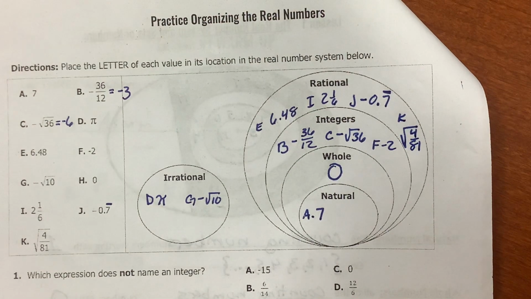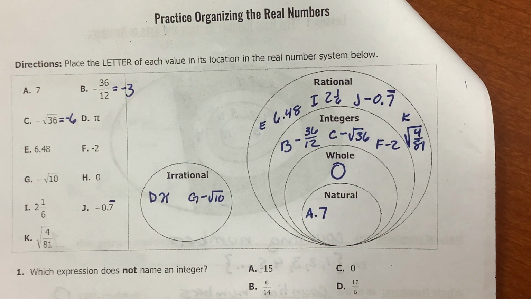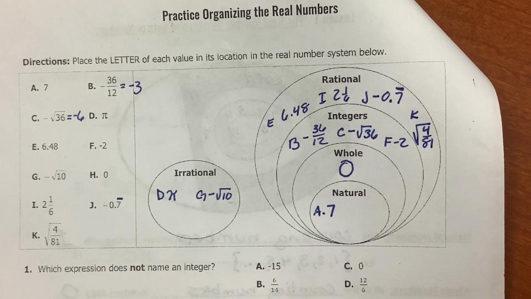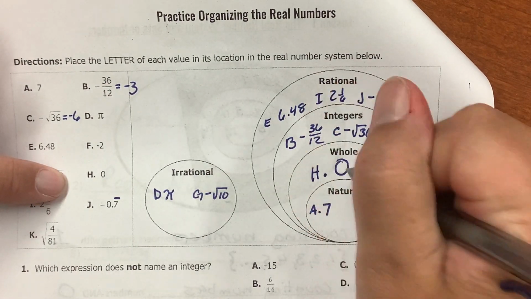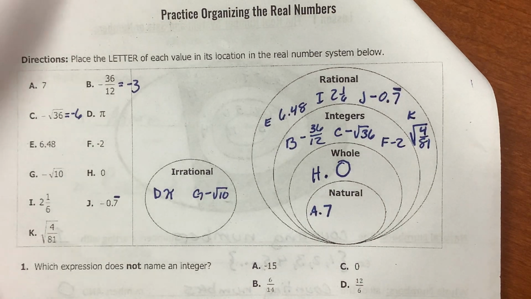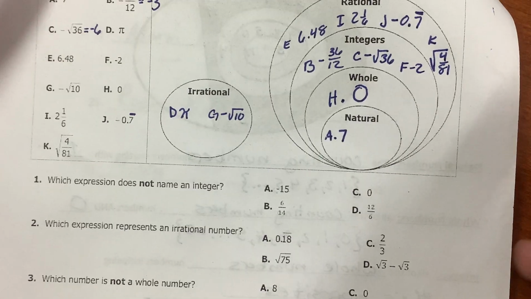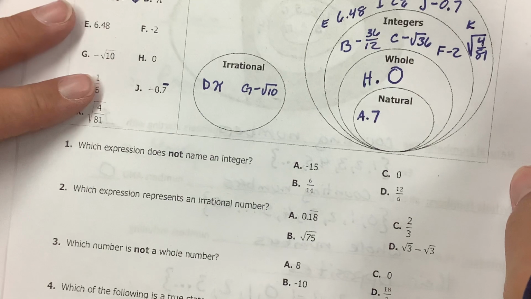So most of the numbers were rational. There were 2 that were irrational. And, oh, I didn't put the letter H with the number 0. Sorry about that. Okay, which expression does not name an integer?